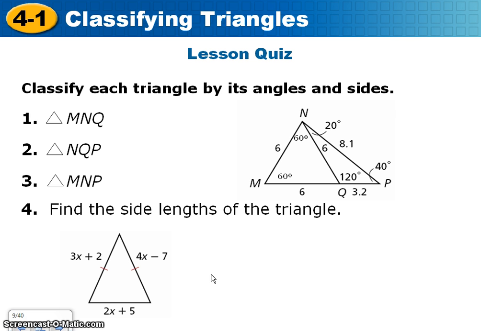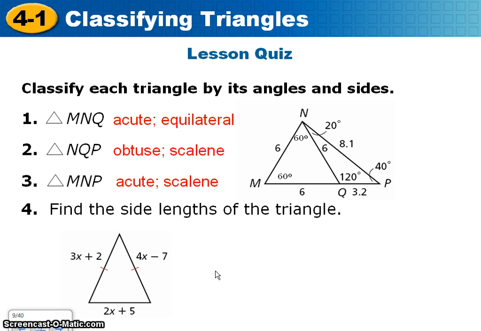Last piece here, classifying the triangles by both angle measures and by side measures, gives me triangle MNQ, triangle NQP, triangle MNP, as seen in the slide here. And for number 4, finding the side lengths of the triangle, we're going to set 3x plus 2 equal to 4x minus 7. That will give us an x value of 9, which then plugging it back in gives us 3 sides of lengths 29, 29, and 23.